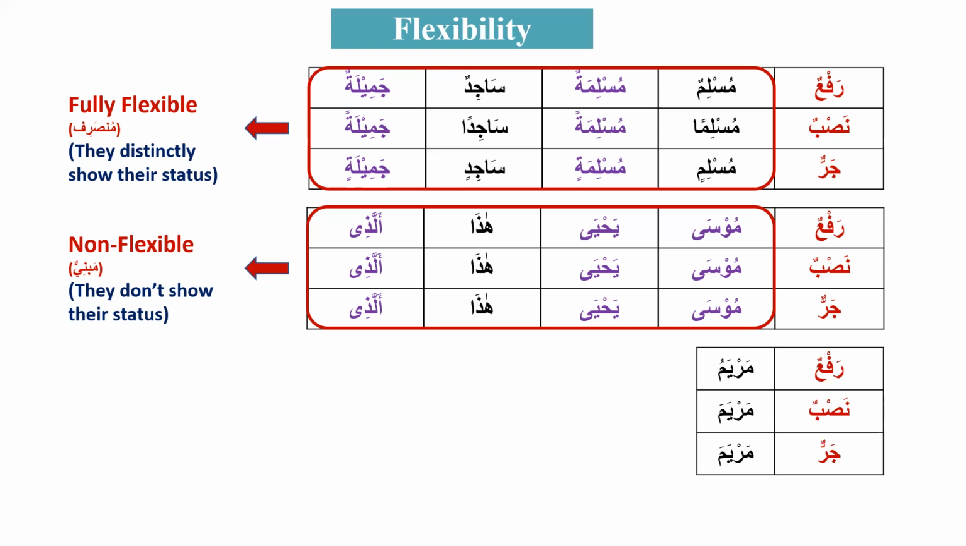It doesn't take Kasra. Like if it was Maryamu, Maryama, and Maryami, then it is fully flexible, like Muslim, like the first category. But in this one, you see, the first one has a Dhamma, which helps us identify it as Rafa, but the second and third are the same. Like the dual and plural of fully flexible words, same thing.